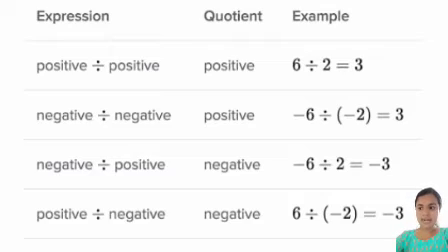Now let's study negative division. Look at the table shown below. A positive number divided by a positive number is always positive. A negative number divided by a negative number is always positive. A negative number divided by a positive number is always negative. Let's look at a small video relating to negative division.